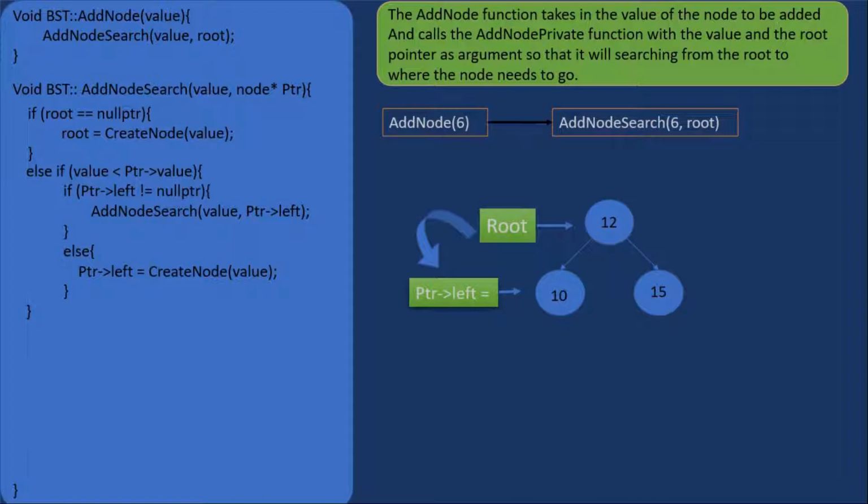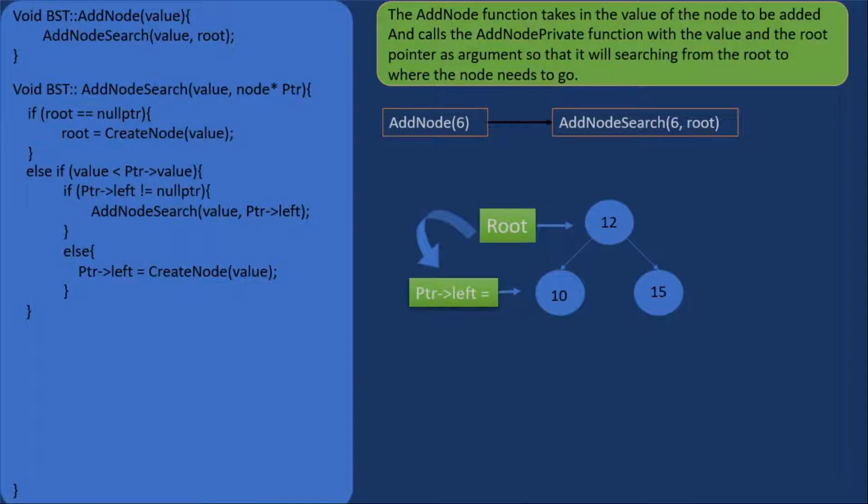And now we check at that position. 6 is less than 10, so we enter the else if statement, but the left pointer of our current node is null, so we skip the if statement and get to the else, where we point the current node's left pointer to the node we are adding.